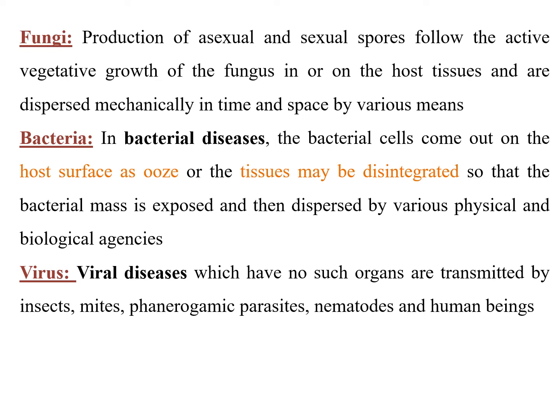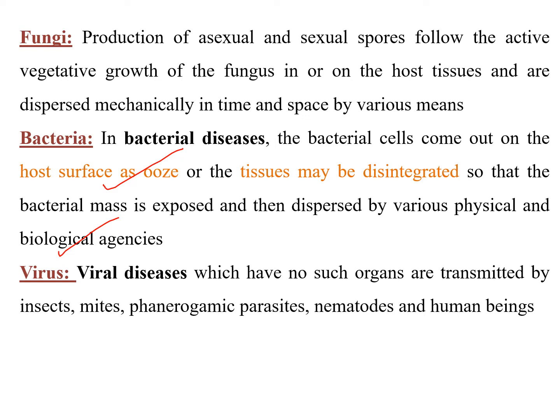various means. In case of bacterial diseases, they do not produce asexual and sexual spores like fungi. So bacterial cells come out on the host surface as ooze, or the host tissue may disintegrate so that the bacterial mass can be exposed to the environment. Thereby it can be dispersed by various physical and biological agencies. Physical agencies like water, and biological agencies may be insects.